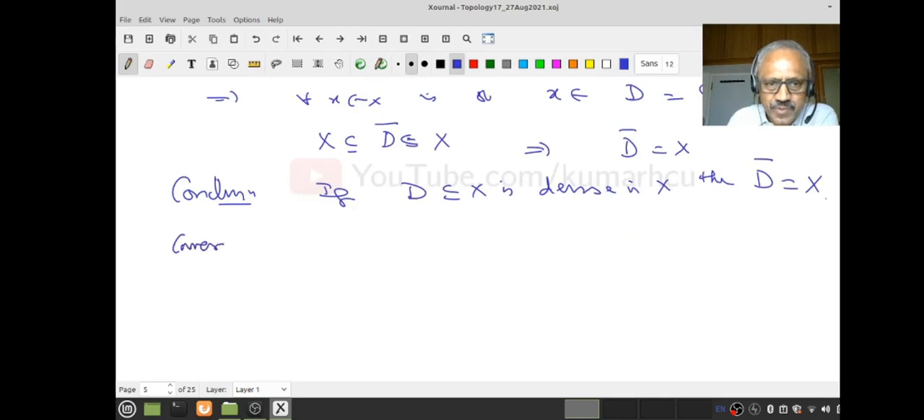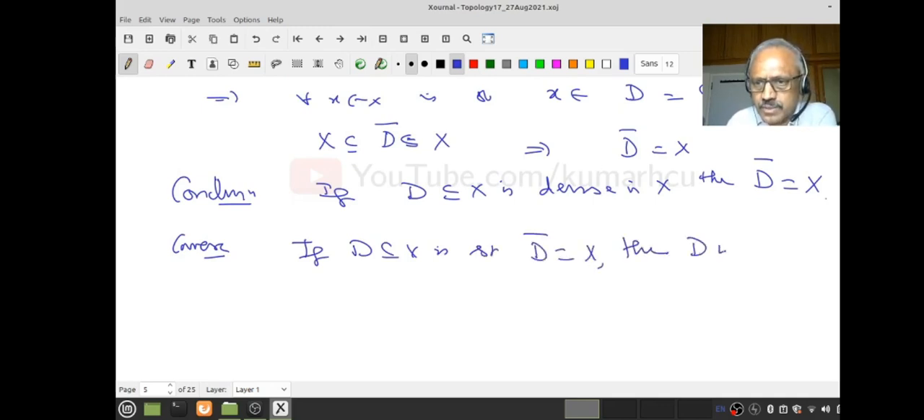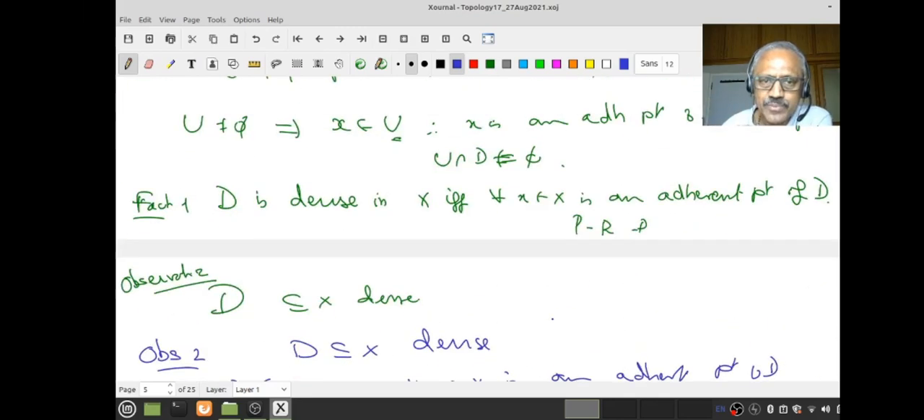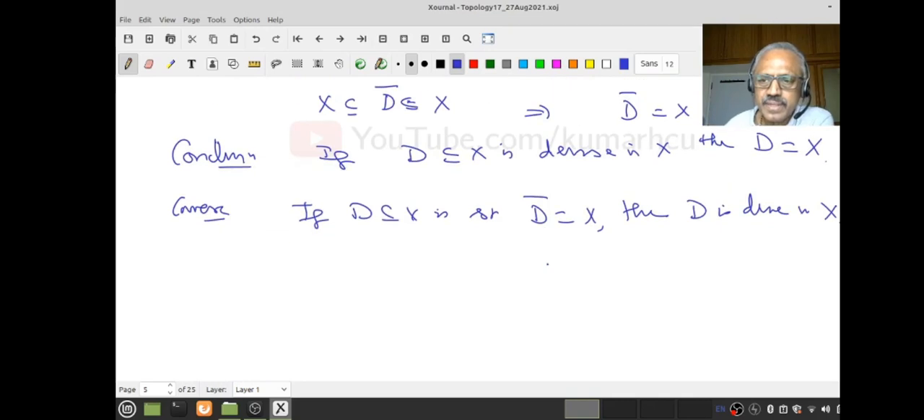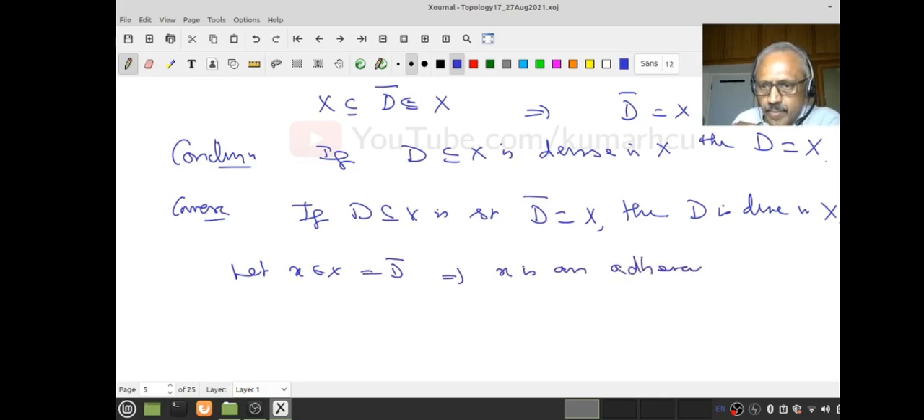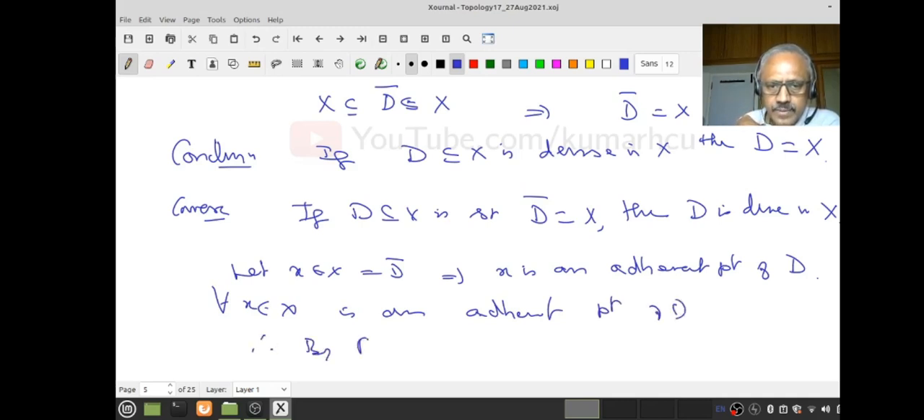As usual, the converse. What is the converse? If D in X is such that the closure of D is X, then we want to conclude D is dense in X. There are various ways of proving this, but we can show D is dense in X if and only if, by fact 1, every point is an adherent point of D. That's very clear. Let x belong to X, but x is in the closure of D, this implies x is an adherent point of D. You understand that? That means every x in X is an adherent point of D. Therefore, by fact 1, D is dense in X.